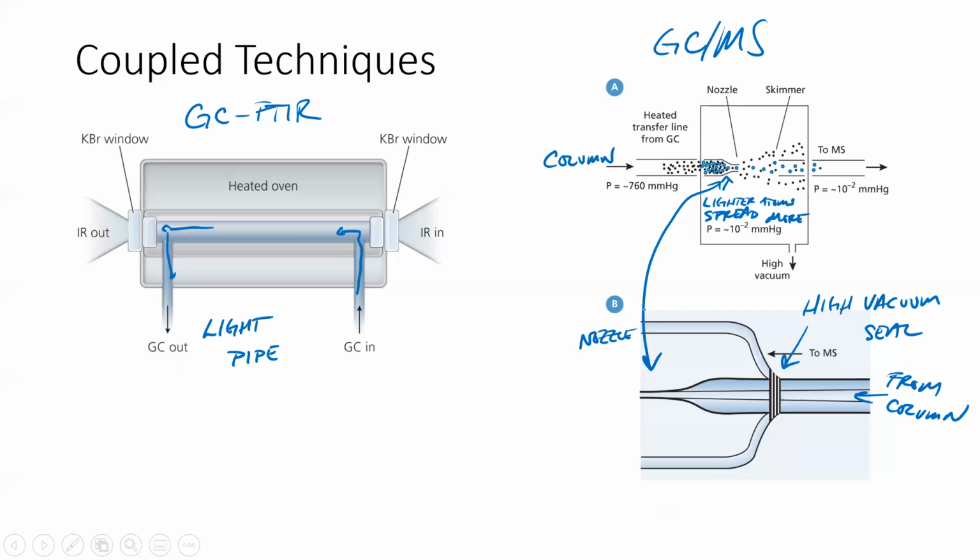I told you it's a first edition book, and it's a little frustrating. Like, to me, the mass spec should be on the same side of the diagram for both of them, right? But anyway, say love you. Okay, so those are coupled techniques in GC.